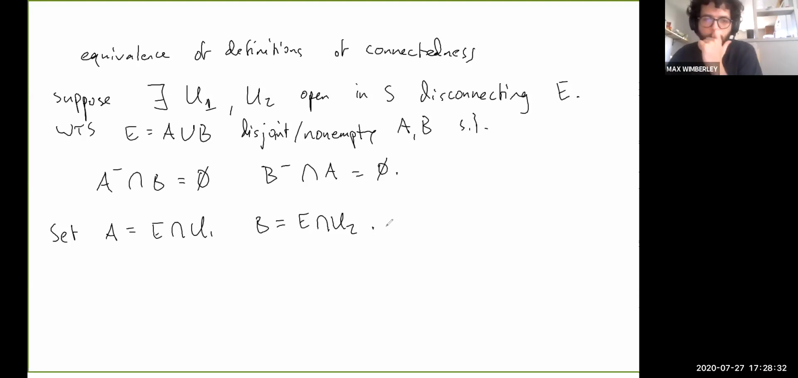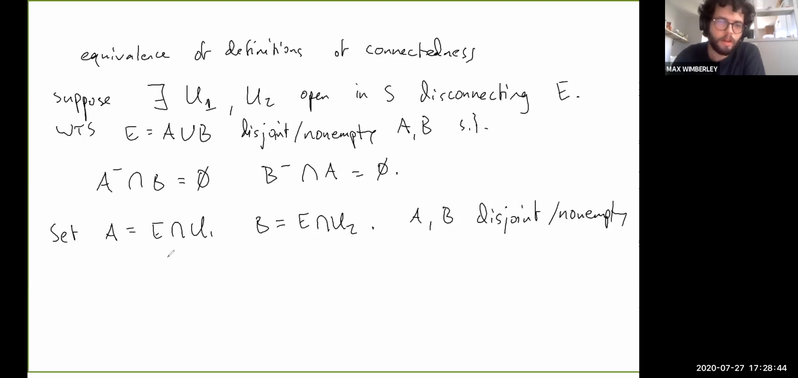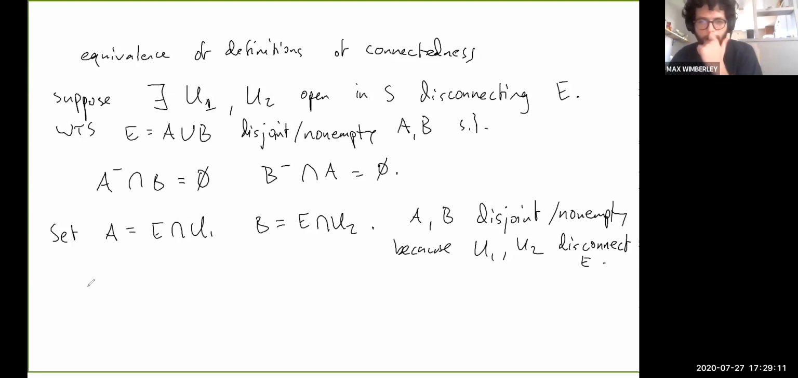So clearly A and B are disjoint and non-empty, just because U1 and U2 disconnect E. That's directly two of the requirements. If U1 and U2 disconnect E, then E intersect U1 has to be non-empty, E intersect U2 has to be non-empty, and the intersection of those two sets has to be empty. So that much is fine. Now we just have to show that this is true.